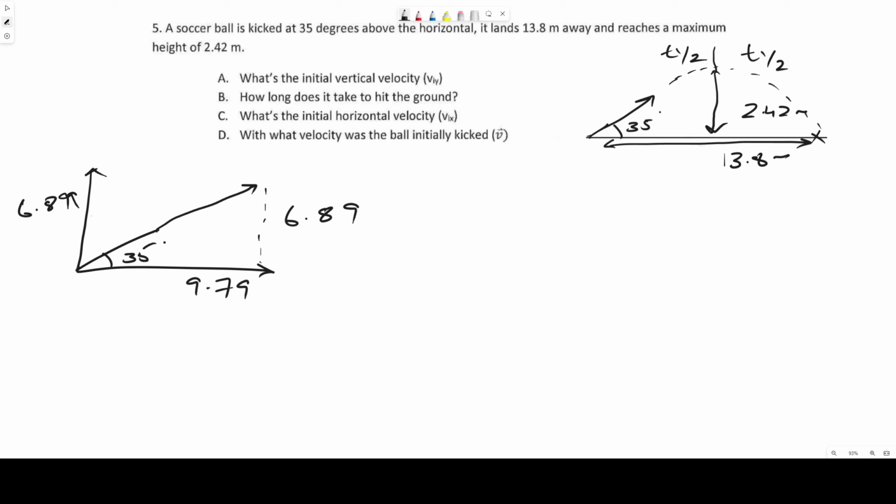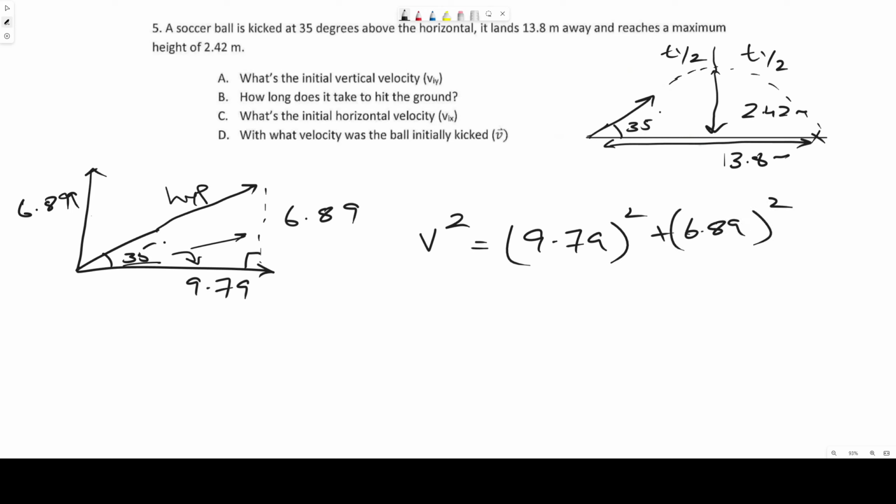Now this is my y direction, of course. Does this not look like a right angle triangle to you? If this is my angle, this is my opposite, this is my adjacent, and this is my hypotenuse. So basically I want to find my hypotenuse. We'll simply use Pythagoras' theorem. What does Pythagoras' theorem state? It will be my velocity squared, or c squared, is equal to a squared plus b squared. So it becomes 9.79 squared plus 6.89 squared, and we'll just simply solve this.